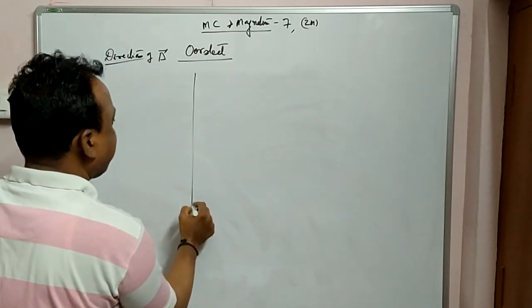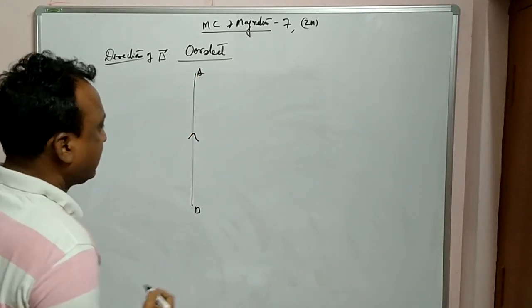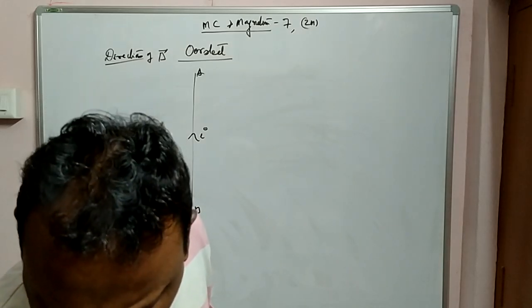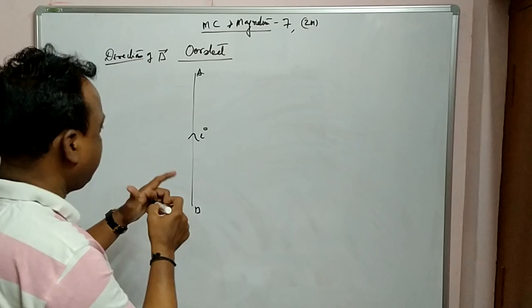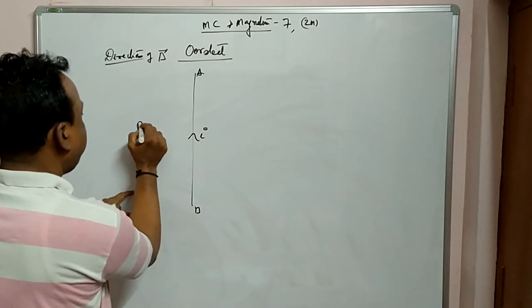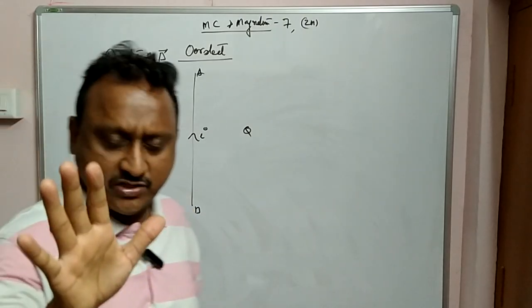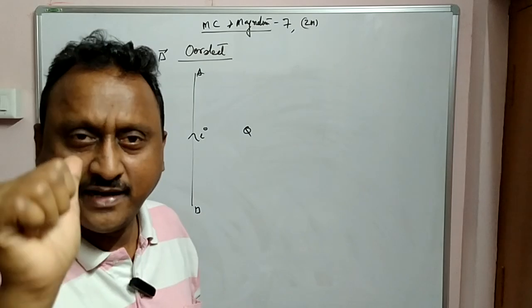This is a conductor AB carrying current I. Now we will be using the thumb rule and finding out the direction. Can you tell me for this side and this side? Suppose this is the P end and this is the Q end. What will be the direction? You can use the right hand grip rule or Ampere's right hand thumb rule.